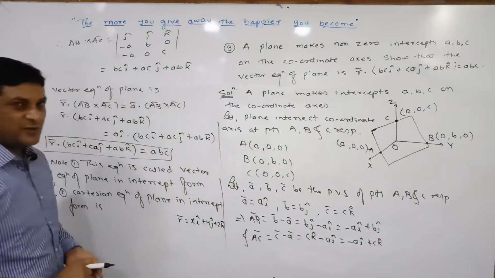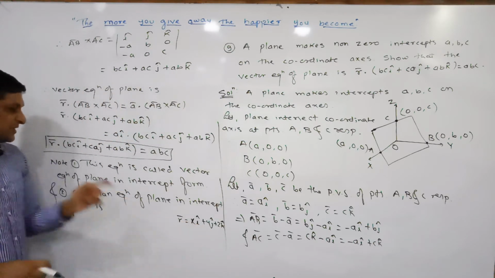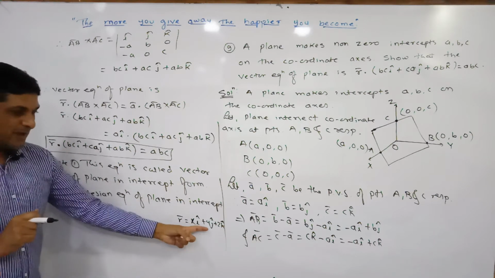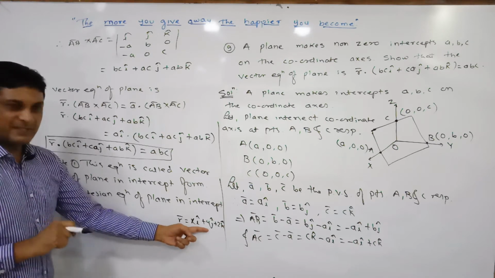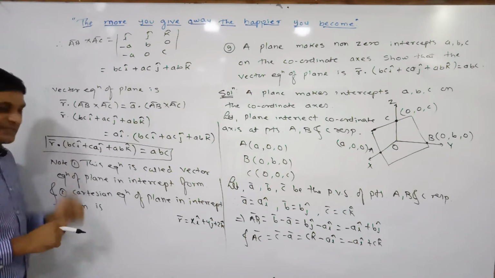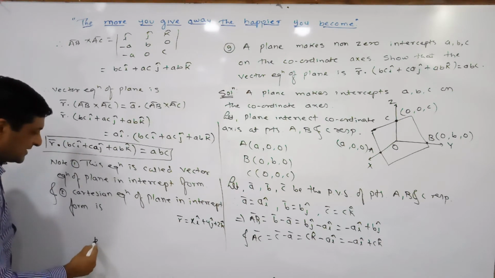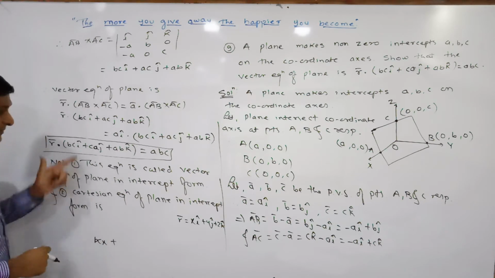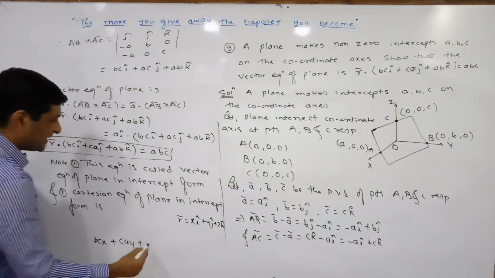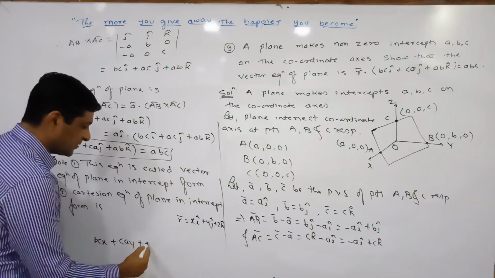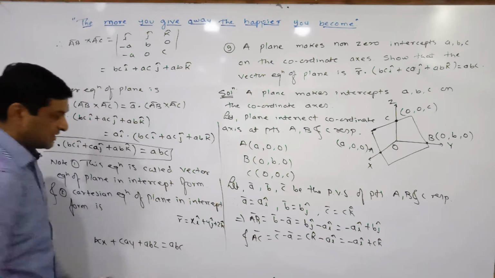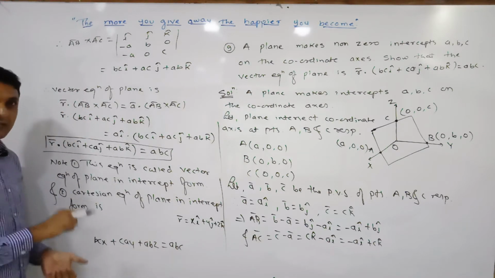Now if this is the value of r bar, we substitute this value here and find the dot product of r bar with this vector. R bar means this vector xi cap plus yj cap plus zk cap. Let us take the dot product. X into BC will be BCX, plus CAY, plus AB into Z will be ABZ. On this side keep ABC as it is. So this will be the required Cartesian equation of plane.